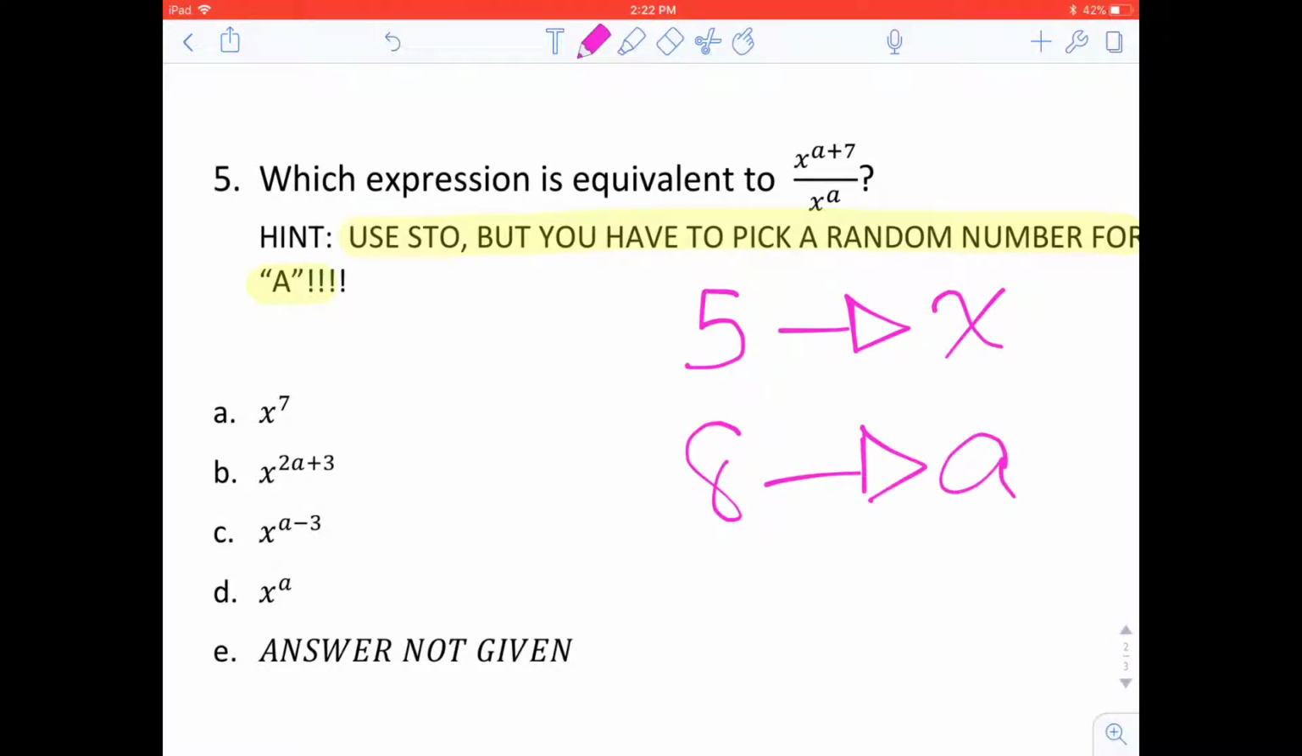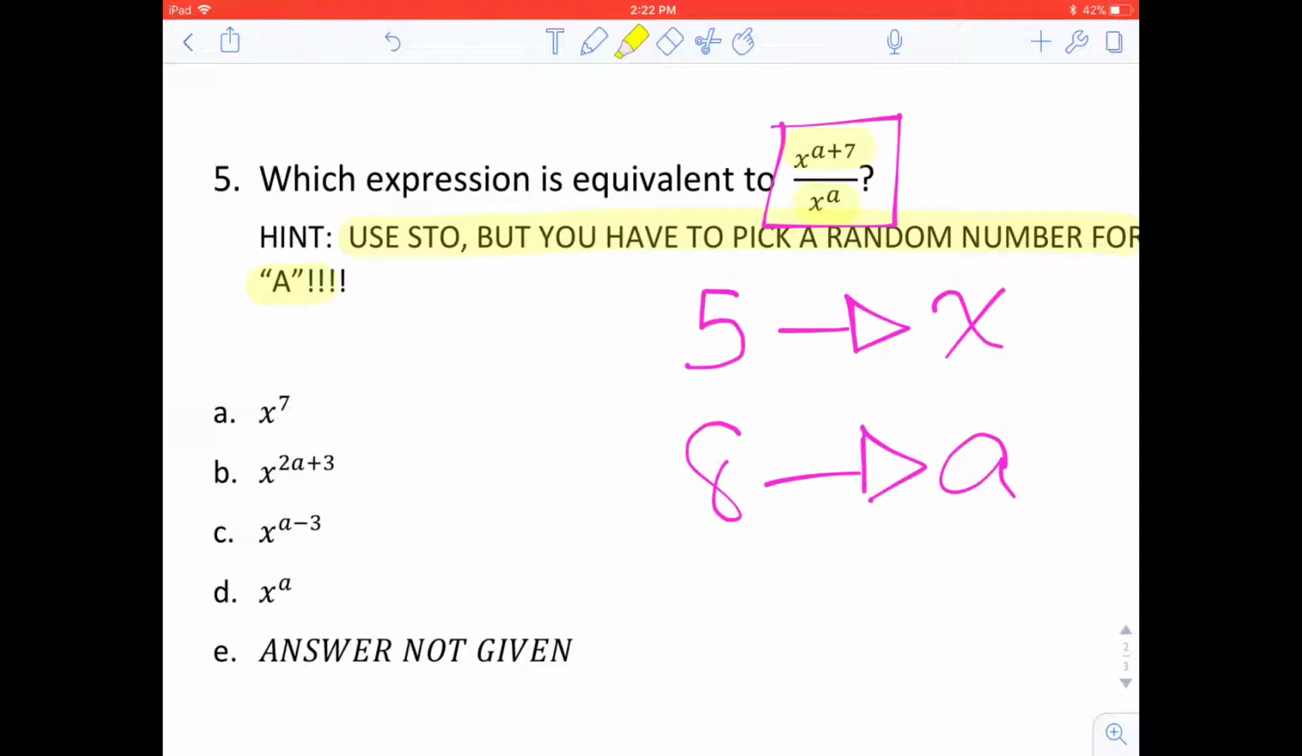Then what you need to do is create a fraction in your calculator, and you're going to type this in. Actually, I'm going to do this off to the side here. If I take 5 and store it to x in my calculator, and take 8 and store that to the letter A in my calculator, and I create a fraction and type in the top part, we would type that in as x raised to the power of A plus 7. And then on the bottom part, it would be x raised to the power of A.